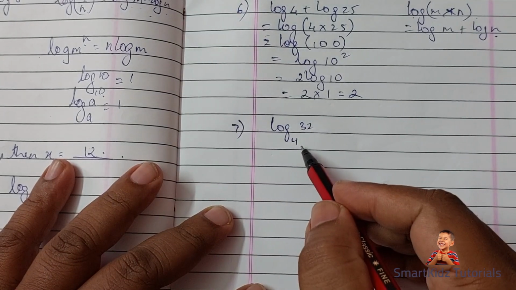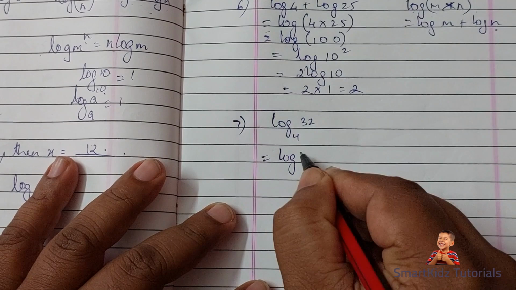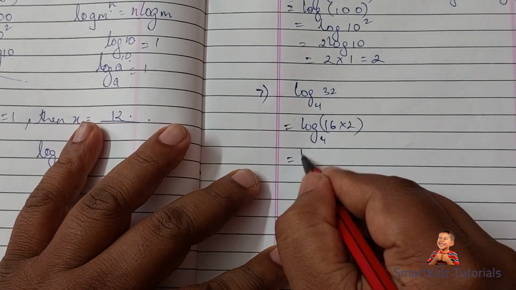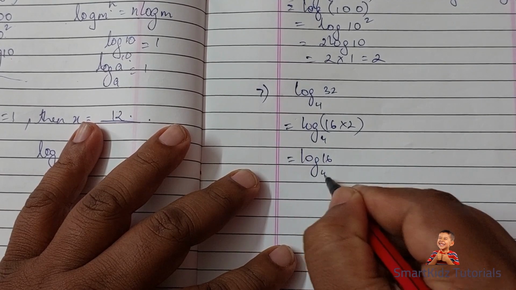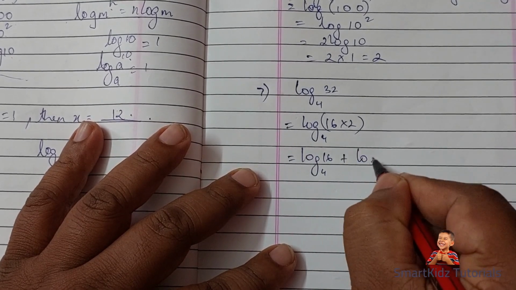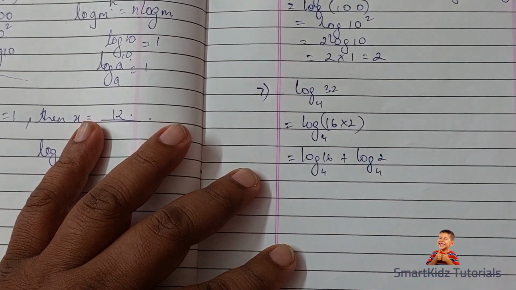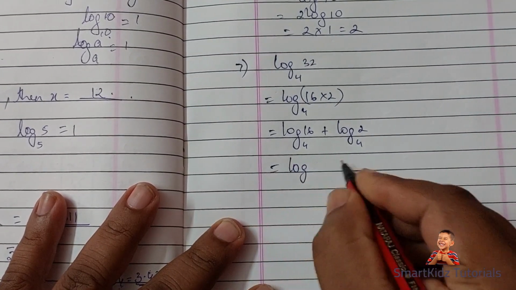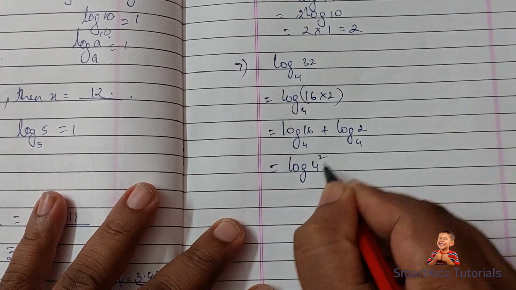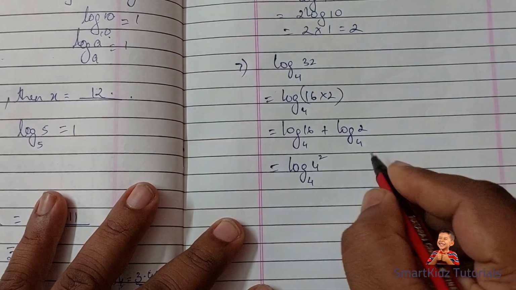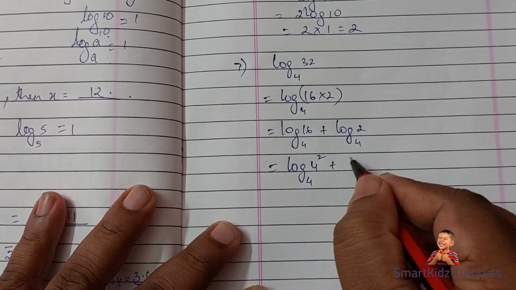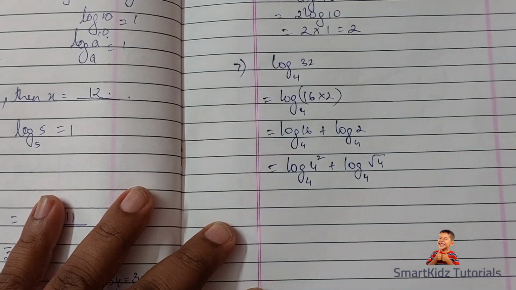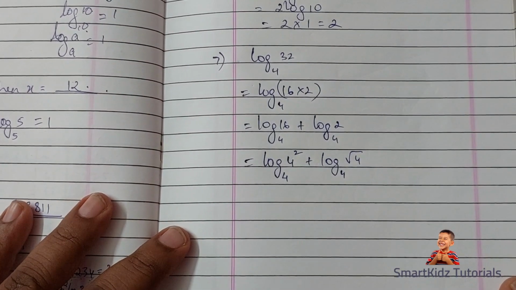Log of 32 to the base 4. We can write this as log of 16 into 2 to the base 4. Now we can separate this out. We can say this is log of 16 to the base 4 plus log of 2 to the base 4. Now, log of 16 can be written as log of 4 square to the base 4. Do not forget the base. Always write the base if there is one mentioned. And log of 2 we can write as log of 4 to the base 4. Now, I will explain why I took what I took.